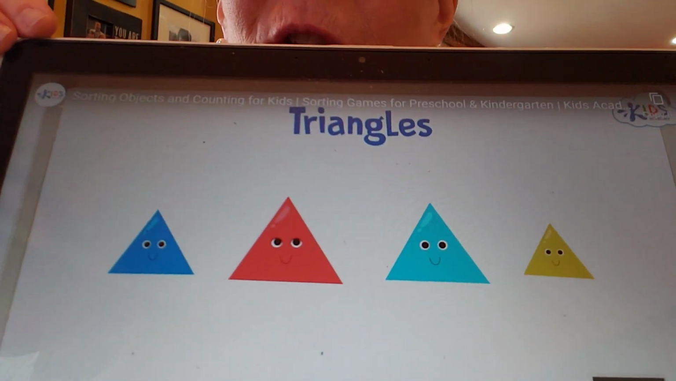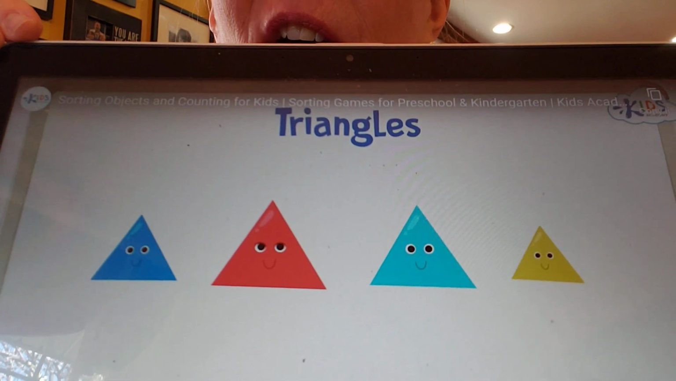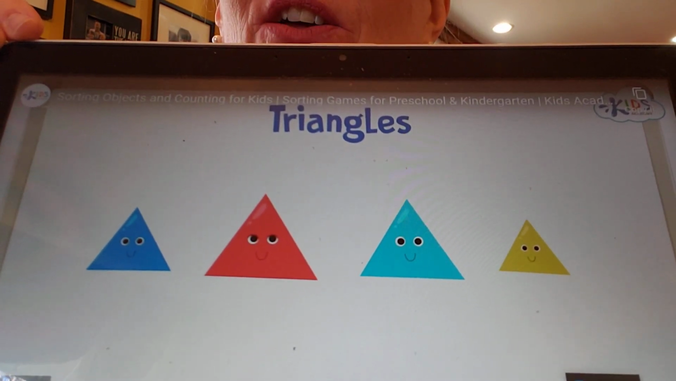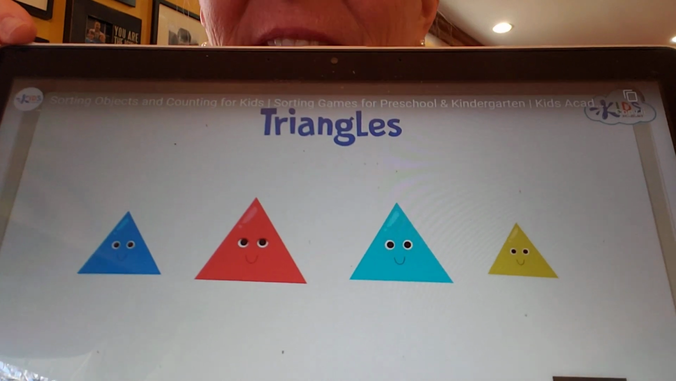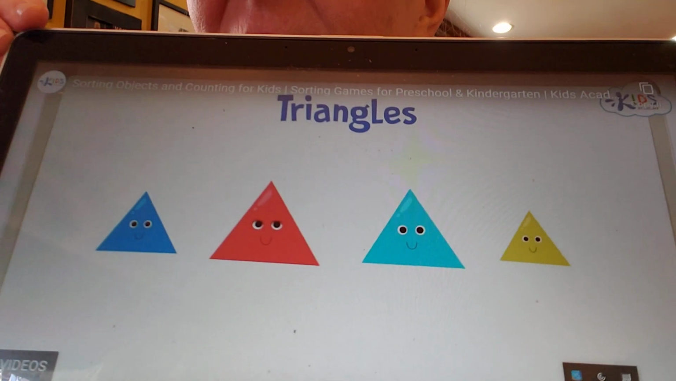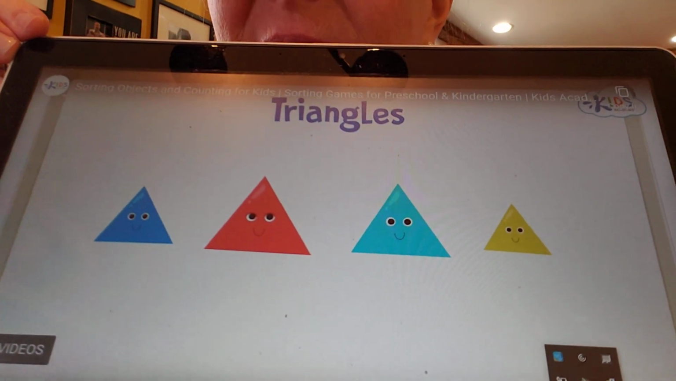Okay, let's take a look at the triangles. Are they all the same color? No, they are not. Are they all the same shape? Yes, they are, but they are not the same size. But the reason they can be all together is because they are the same shape.